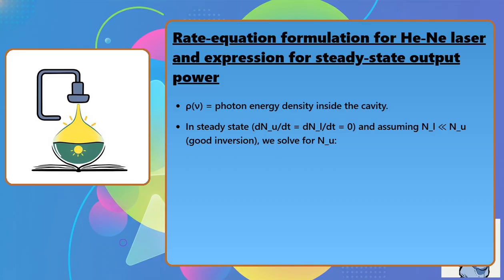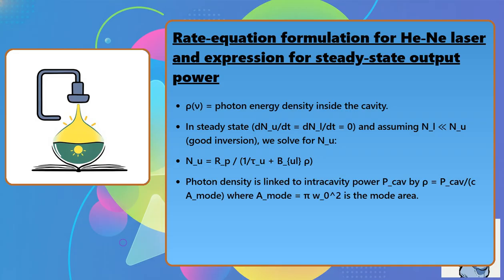In steady state, dN_U/dt = 0 and dN_L/dt = 0, and assuming N_L much less than N_U, good inversion, we solve for N_U. N_U equals R_P divided by (1/τ_U + B_ul ρ).